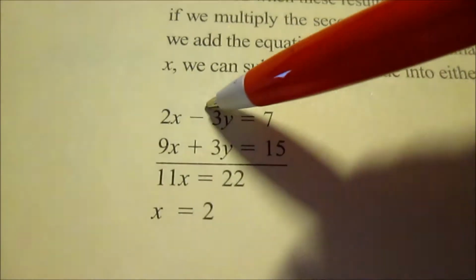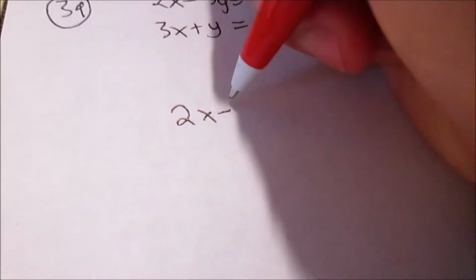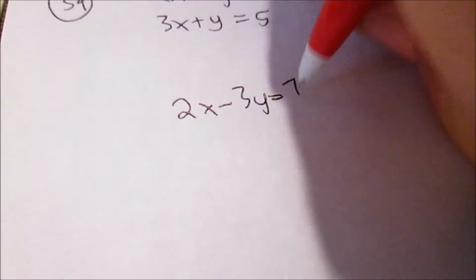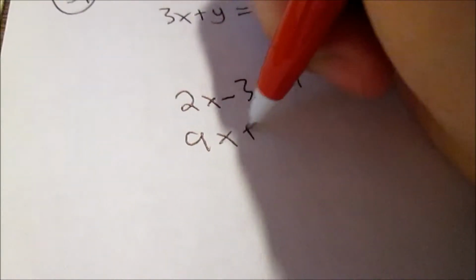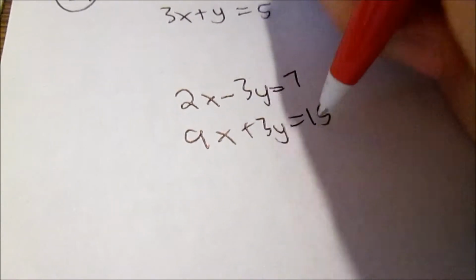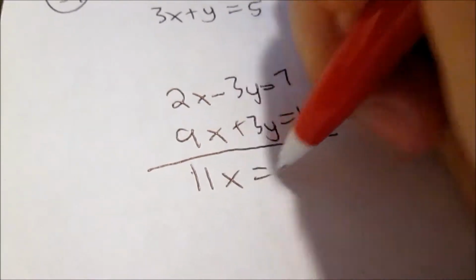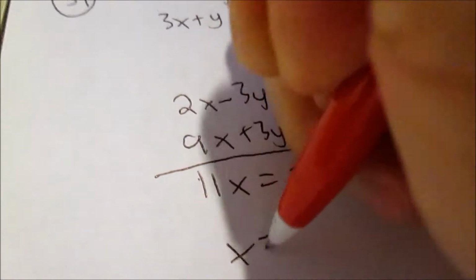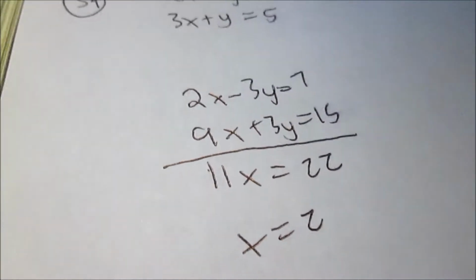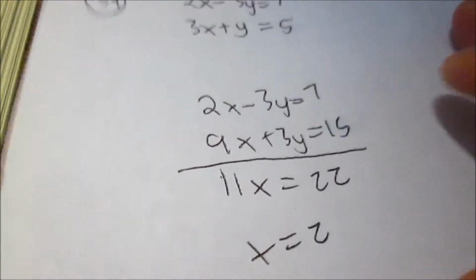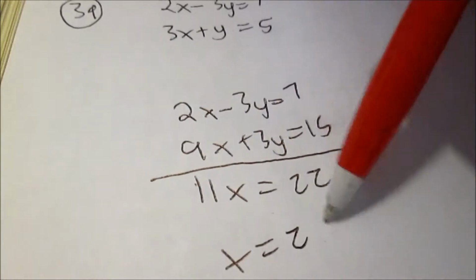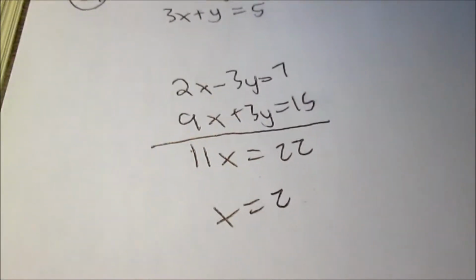I'm just going to copy the steps that are done in the study book on my own paper. Underneath the original problem, they wrote 2x minus 3y equals 7, and they got 9x plus 3y equals 15. They drew a line underneath, and then they wrote 11x equals 22, then x equals 2. If the study book stopped here, I assume that must be the correct answer. So this is the work they did to solve this problem by elimination.